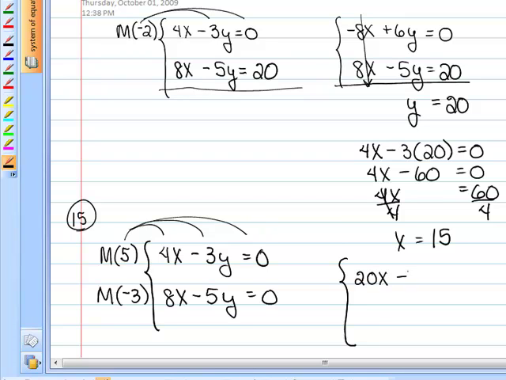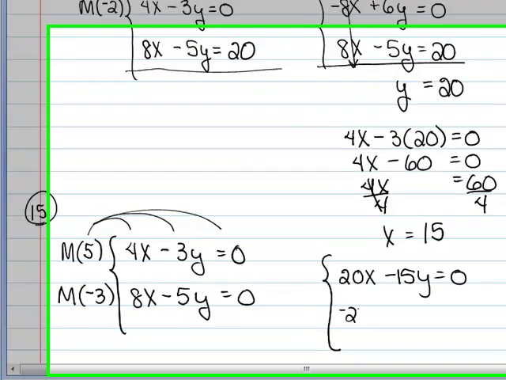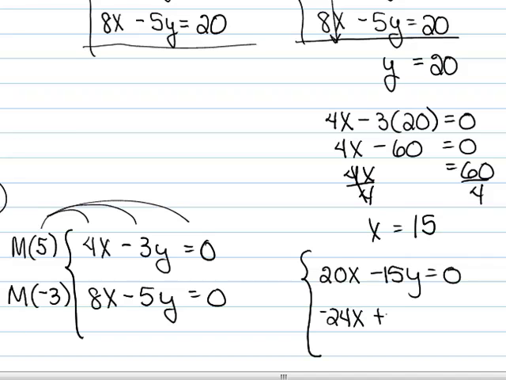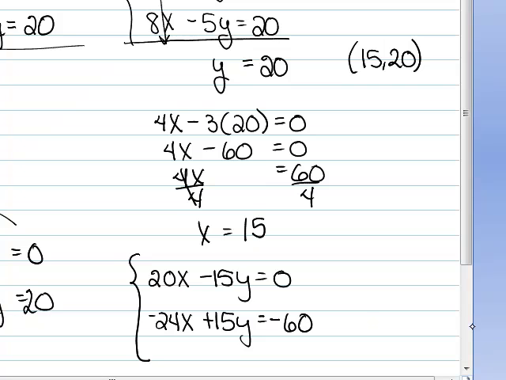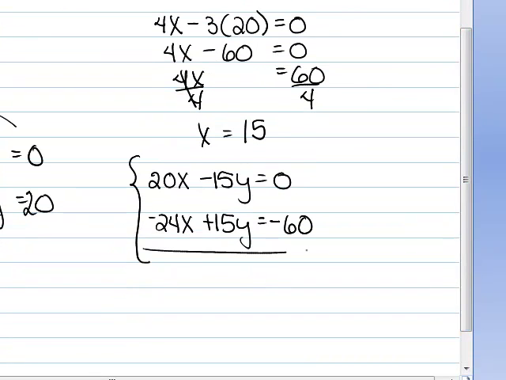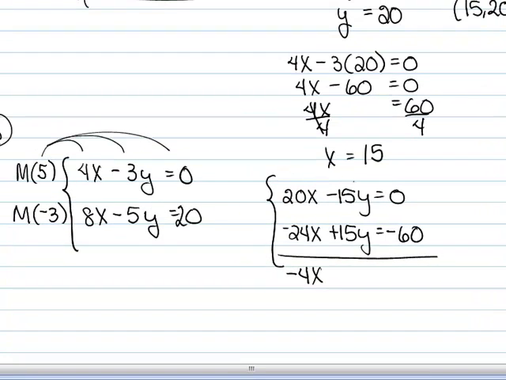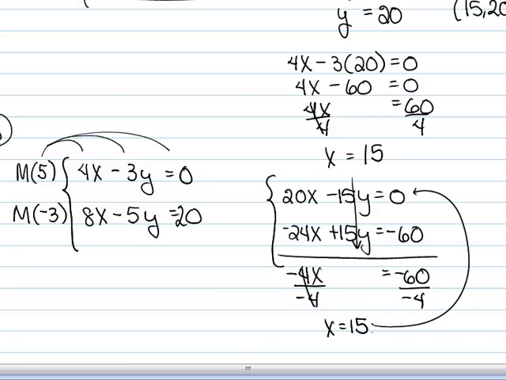So you've got 20x minus 15y equals 0, or -24x plus 15y, that should be a 20, sorry about that, equals -60. So now when I solve, I get -4x, the y's cancel this time, equals -60, and then divide by -4. So we still get x equals 15, and then we'd have to plug back in to any of the equations and solve for y, and we get the same answer as what we got up here.